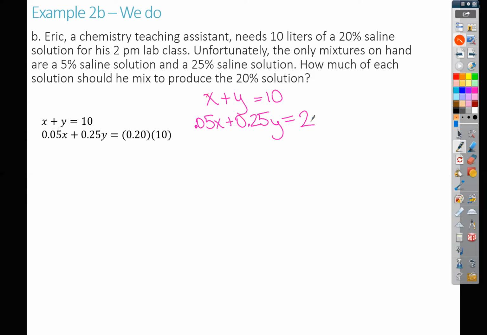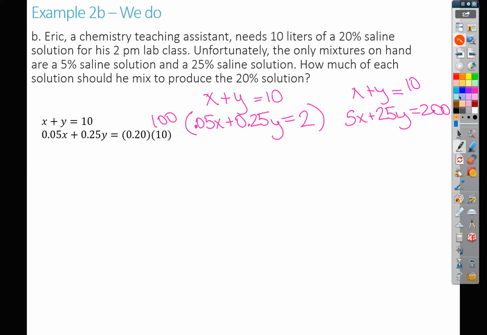Now I don't want all of those decimals there. So I'm going to multiply the whole thing by 100 to get rid of those decimals. I keep x plus y equals 10 for the first one. And if I change that second one, I would get 5x plus 25y equals 200. And now you see I'm not dealing with any of those decimals.